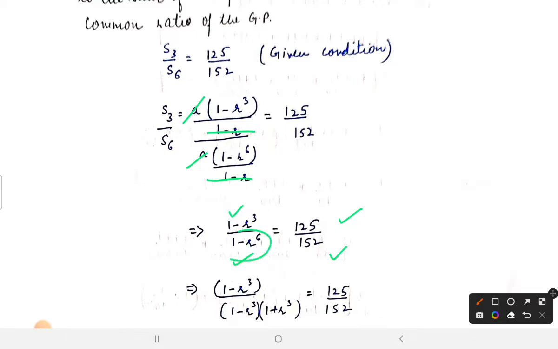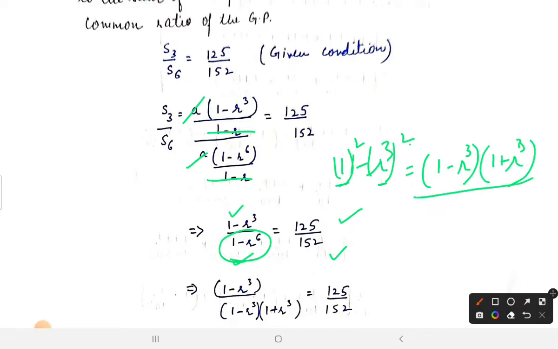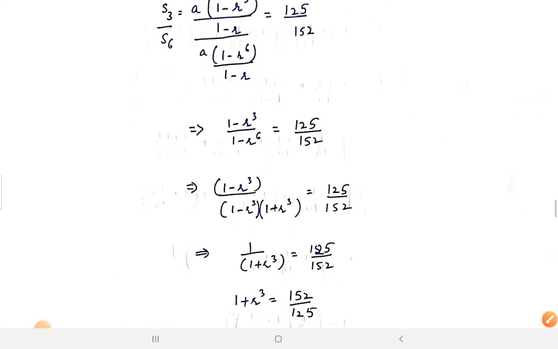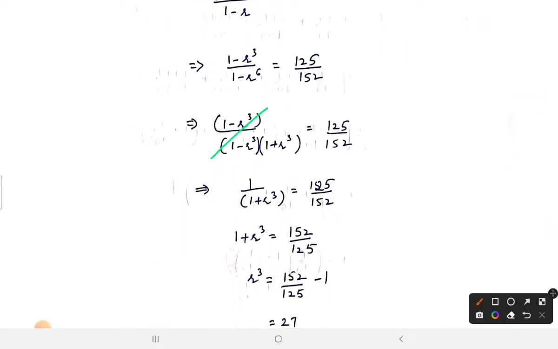1 minus r to the power 6 can be written as (r cube) to the power 2. So it is a square minus b square, which can be written as (a minus b)(a plus b). Clear? So 1 minus r to the power 6 can be written as (1 minus r cube)(1 plus r cube). So 1 minus r cube cancels with 1 minus r cube. So we have 1 upon 1 plus r cube equal to 125 upon 152. So cross multiply this and find the value of r.